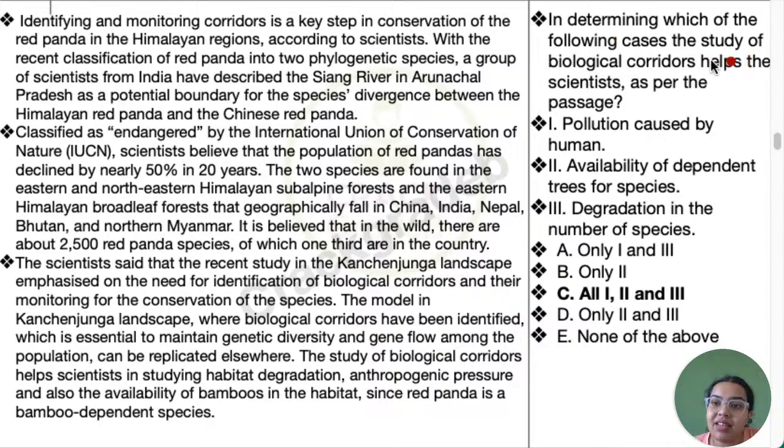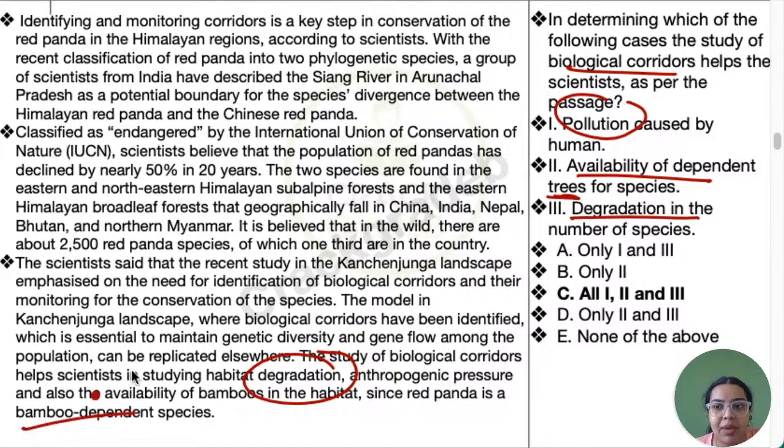In which of the following cases does the study of biological corridor help the scientists as per the passage? All of them. Pollution, okay, availability of trees and degradation. Degradation is mentioned. Then pollution, you can see that bamboo dependent, tree dependent, bamboo dependent and tree dependent are the same. And we can see from the whole passage how pollution has played a big role, where we can see it has somewhere impacted. In fact, it has affected, and that's why we have this answer. Okay, hope this is clear.